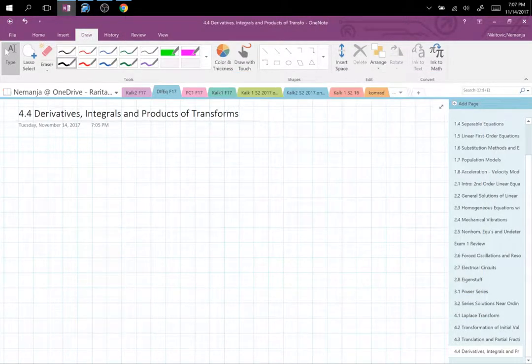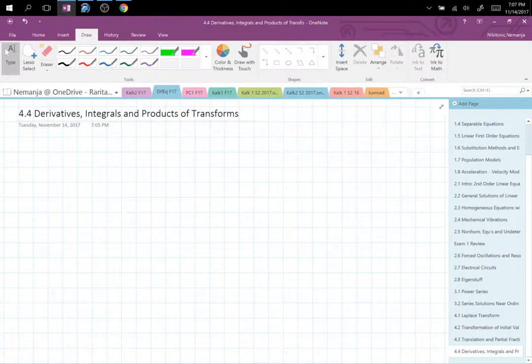Hello and welcome back to Differential Equations, section 4.4, derivatives, integrals, and products of transformations. We're short on time. The definition of the convolution of two functions is given through an integral. So this is a completely new operation that you've never seen before. Let's take a look.